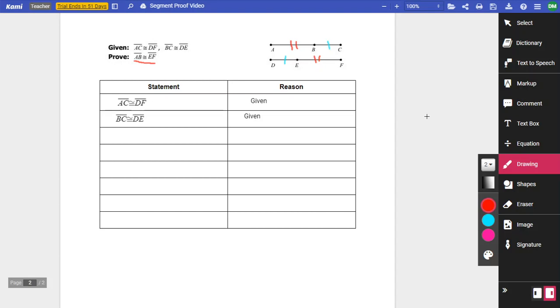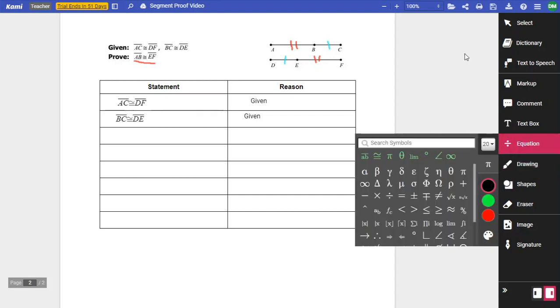Okay, so you've written down your plan. Hopefully you maybe mentioned the word segment addition postulate, because that is going to come in handy here. We're going to use that a couple times, and then we're going to do a little bit of algebra, and we're going to get where we need to go. Okay, so let's use that segment addition postulate here.